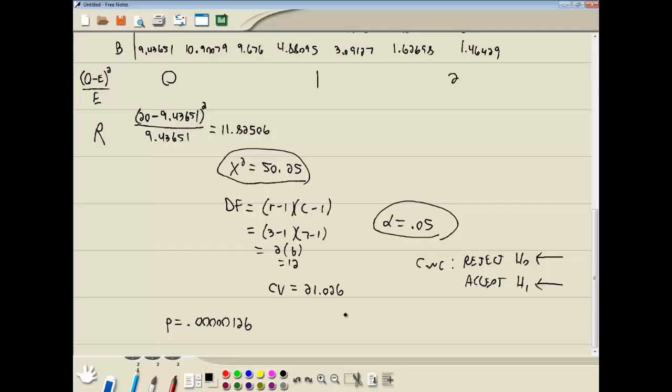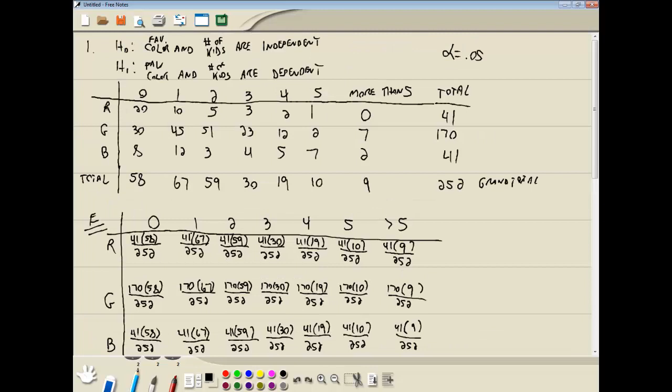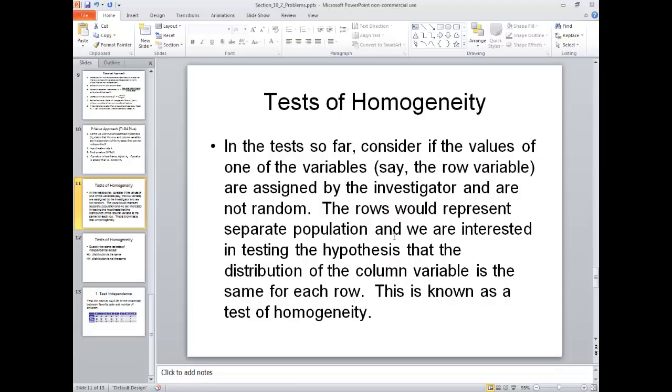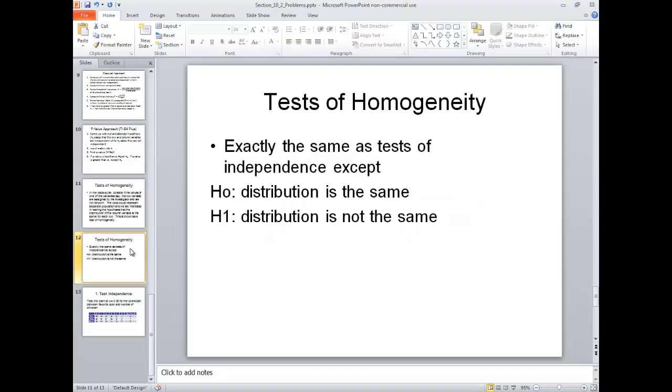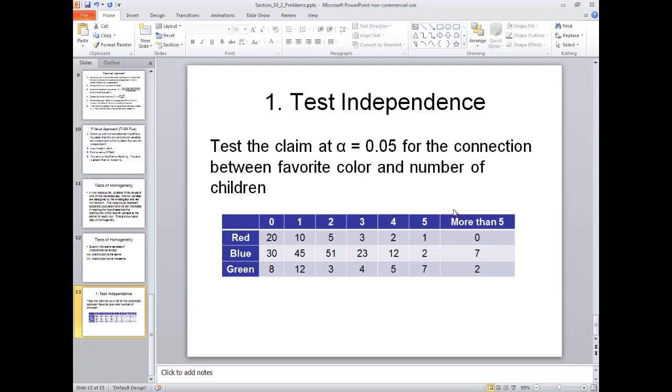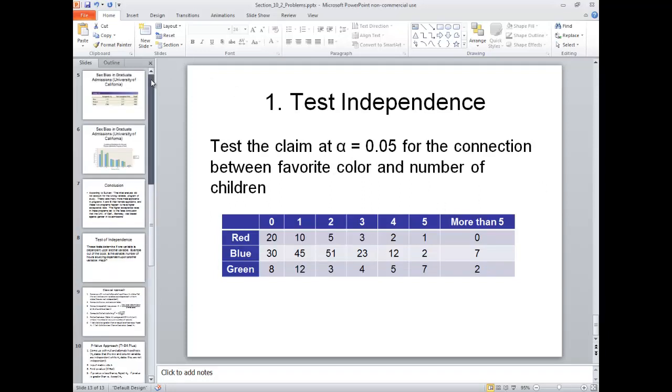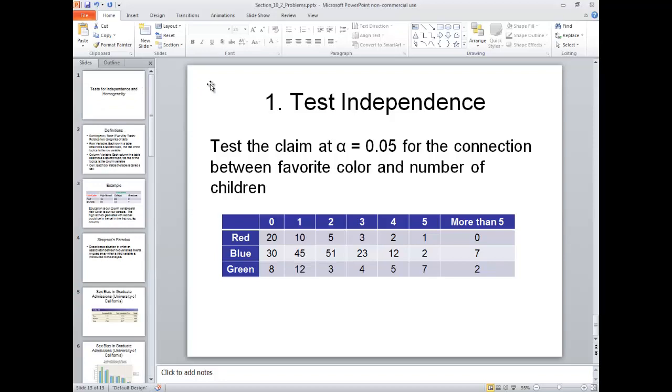This is kind of what I did here. Not everybody's favorite color is red, green, and blue. I made that up. So this is not random. If this was random, then we use the test we just did. If it's not random, then we'd use this test. But the test for homogeneity is exactly the same as the test of independence, except H0 says the distribution is the same, and H1 says the distribution is not the same. We're talking about the distribution over the colors. And I'm not going to do another one on that. I already did one example. But anyway, that's our test for independence and homogeneity.